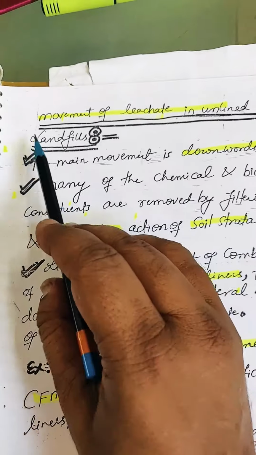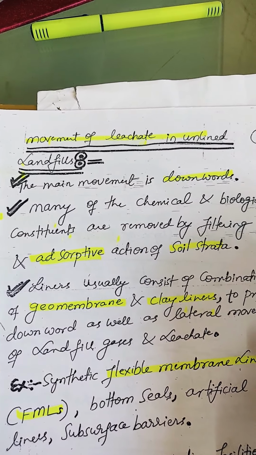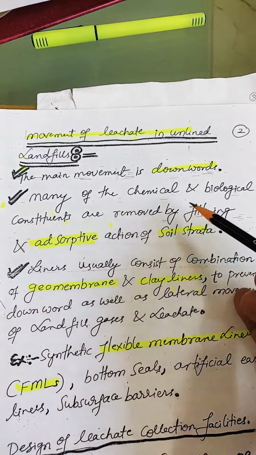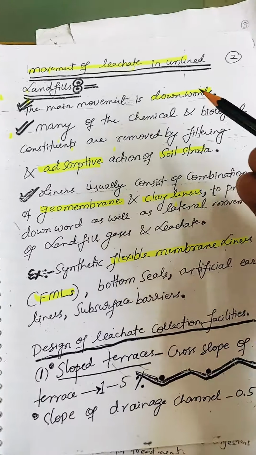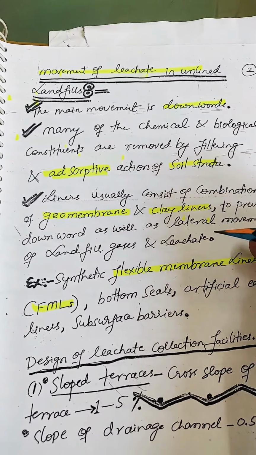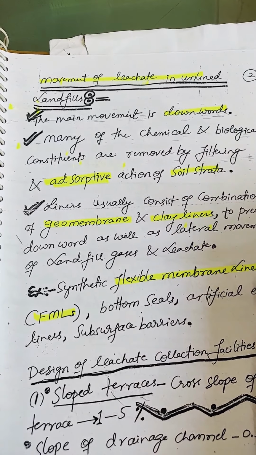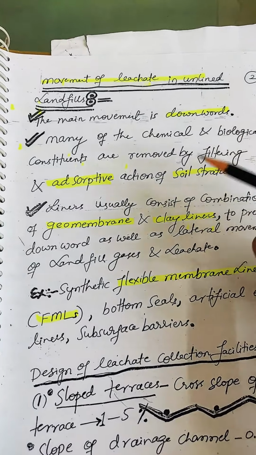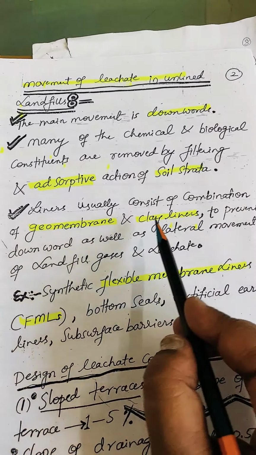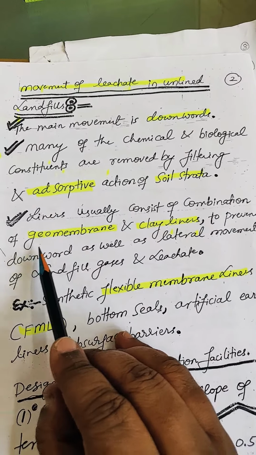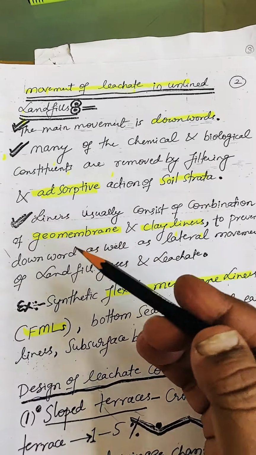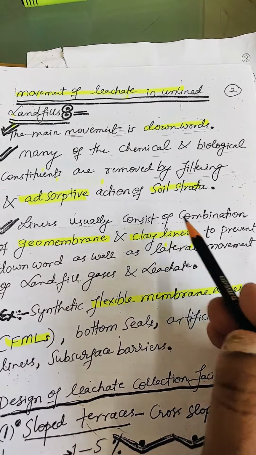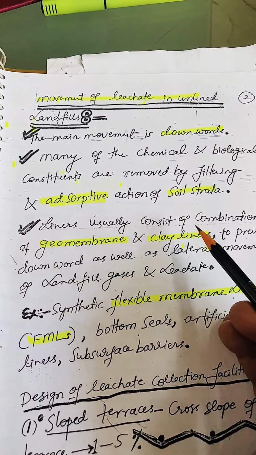So how is the movement of leachate in the landfills? Usually it is downwards, and many chemical and biological constituents we have to remove by filtering, by adsorption in the soil strata. Then some other methods are there, like we have to line the bottom of that solid waste with geomembrane or clay liners. What are the geomembrane or clay liners?